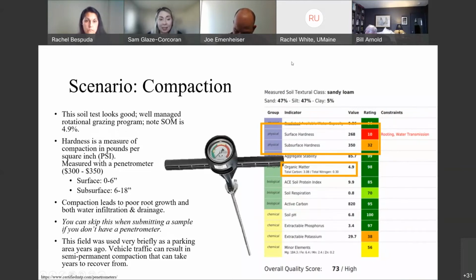So on this, I wanted to now start to talk a little bit about some of these other big features that we think about when we're talking about soil health. So one is compaction. And here, the soil test overall looks really good.